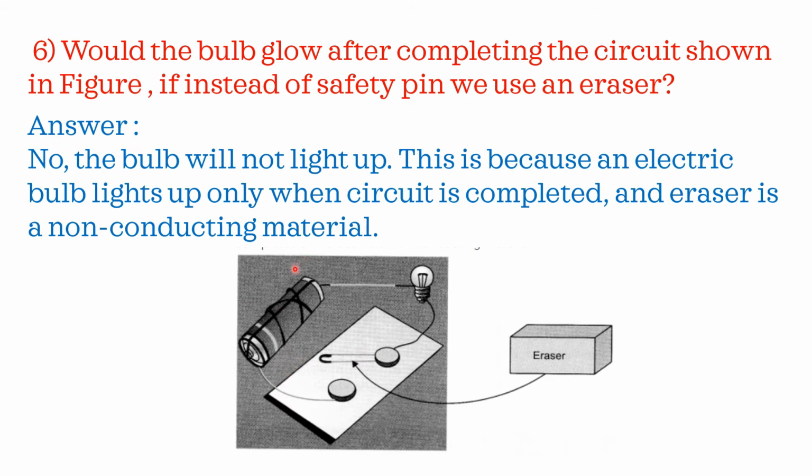Here, a cell has two terminals. One terminal is connected to the bulb and the other terminal is connected to a pin on the drawing board, which is connected to another pin on the drawing board. In between these two pins we use a safety pin. The safety pin acts like a switch. Now we are replacing the switch and putting in an eraser.